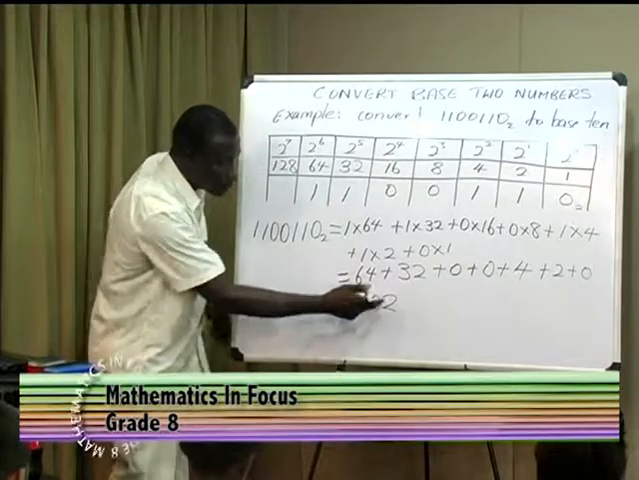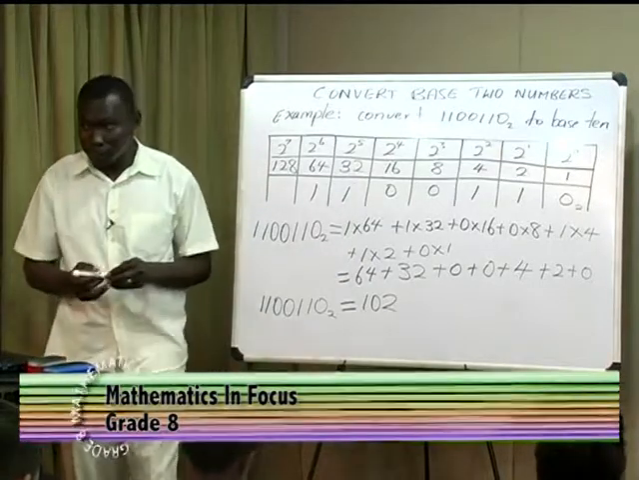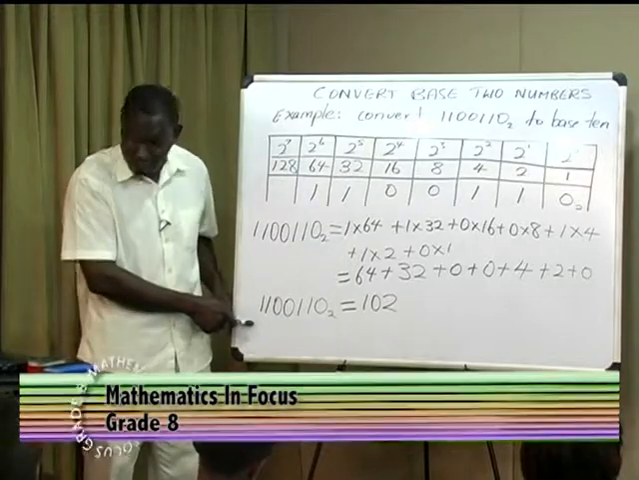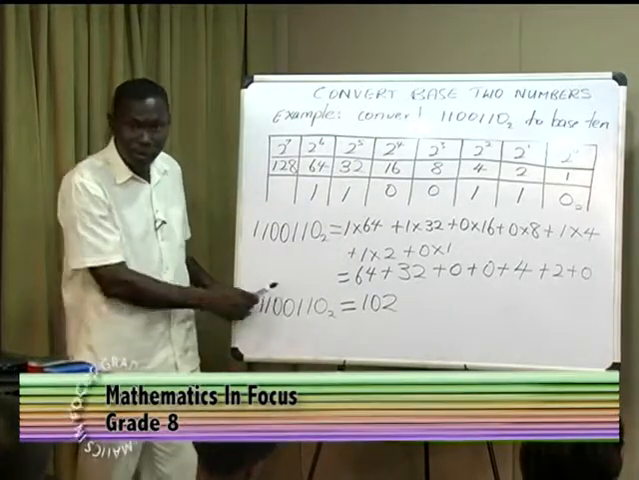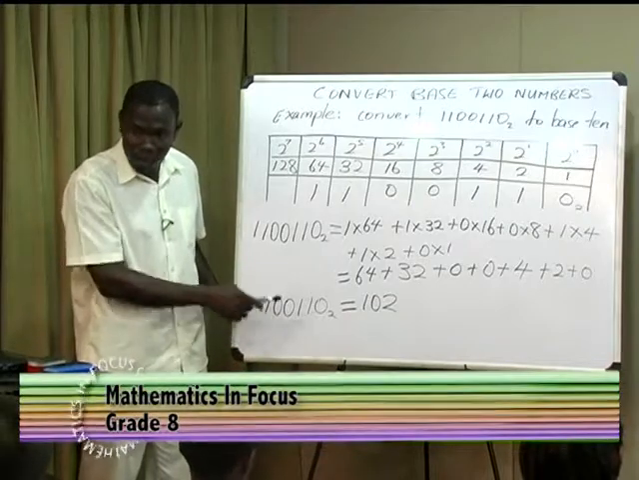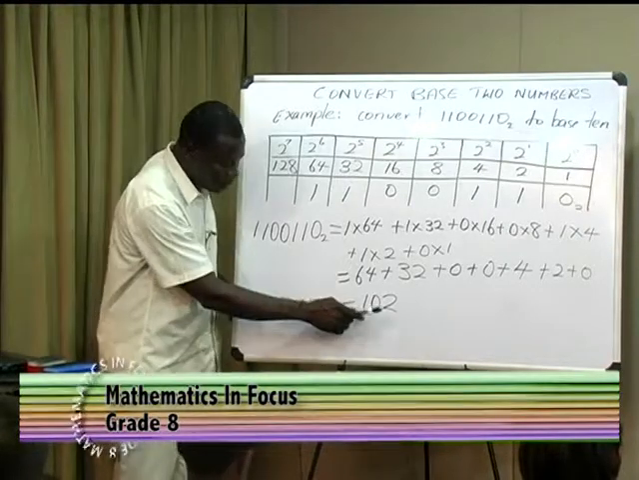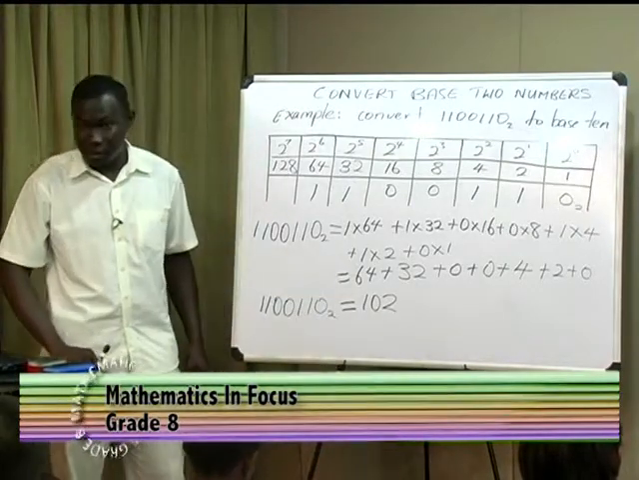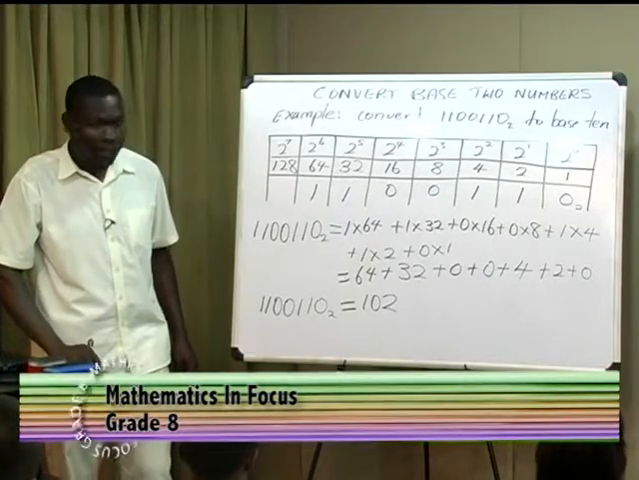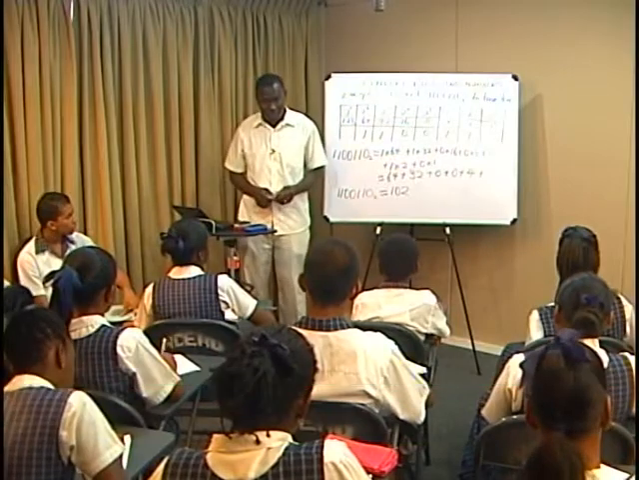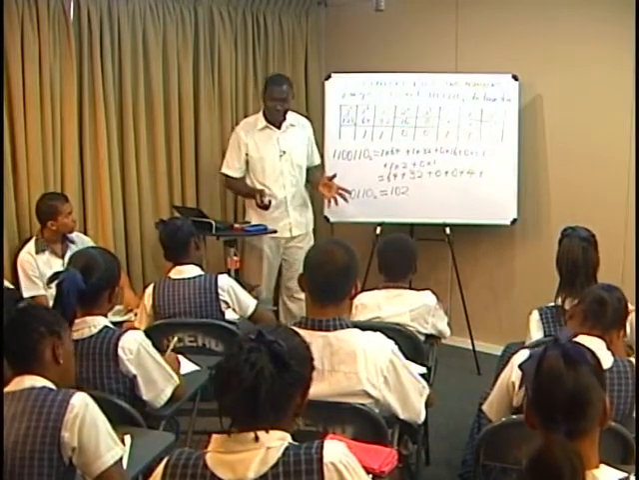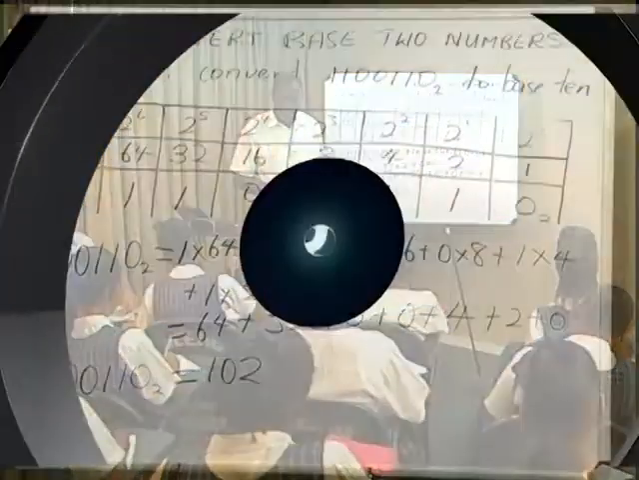1100110 base 2 is equivalent to 102. So the value of this number, when it is written in base 2, this number which is written in this special code, which is coded by the base 2 system, the value of this is actually 102. Is that clear? Yes, sir. Are you sure? Yes, sir. So then, it means that you can do one, right?